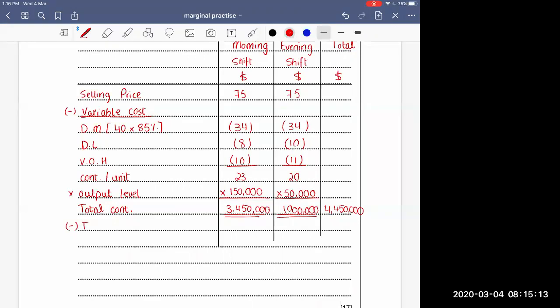Less total fixed cost. How much was the old fixed cost? Sir, the old fixed cost will not increase. It will be 1,650,000. That was the old fixed cost. Plus 1 million. So what is our total fixed cost? It's 2,650,000. The total profit comes to 1,800,000. This is our total profit.